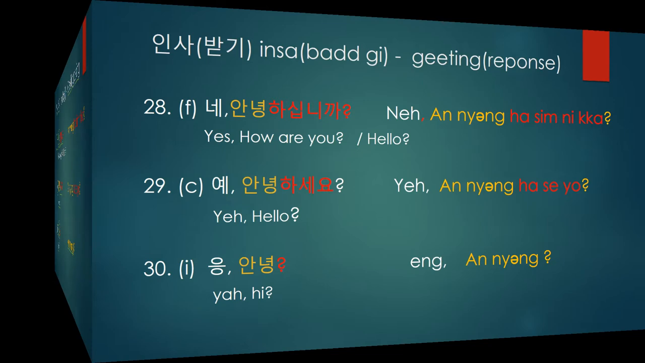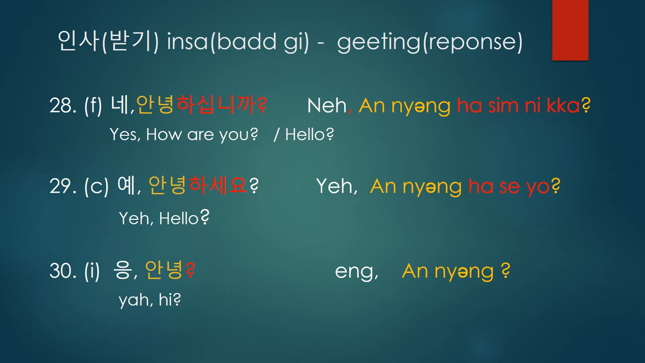This phase is about 인사받기. It means receiving a greeting. These expressions are used when you respond to the greeting. Informal form. When he says 안녕, you respond 응 안녕. 응 means yes, it's informal. It means yeah, yeah, hi. 응 안녕.